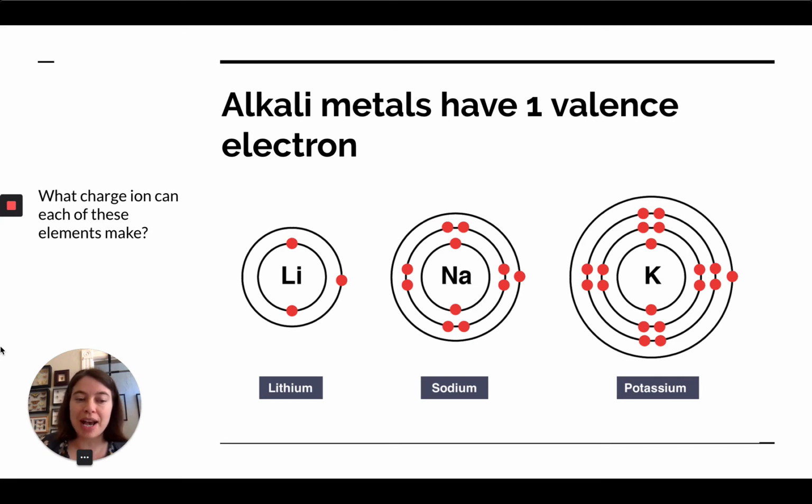Remember that to form an ion, you either want to fill or empty your outermost electron shell. So with one electron, is it going to be easier for these things to fill a shell by gaining seven? Or will it be easier for them to lose a shell by getting rid of one electron? And then if you get rid of one electron, what would your charge become? Got it? All right. If you lose that one electron, you have one fewer negative charge than you have positive charges. So all of these can form ions with a charge of positive one.